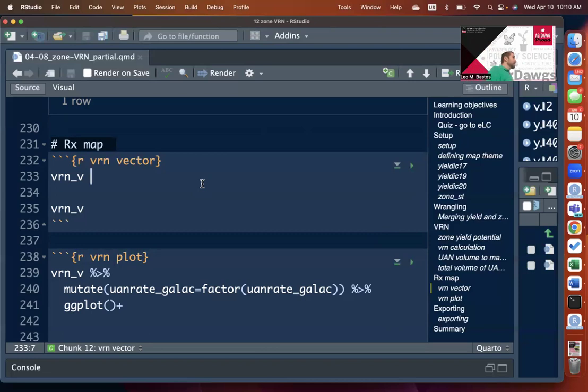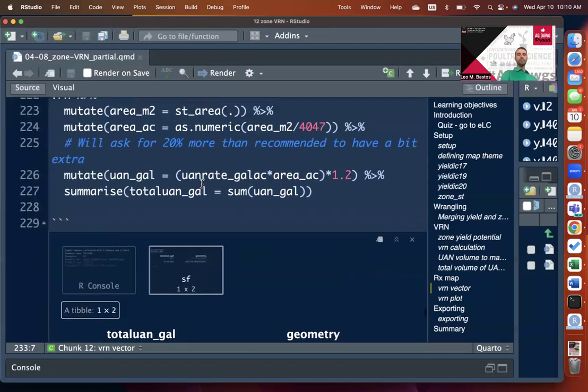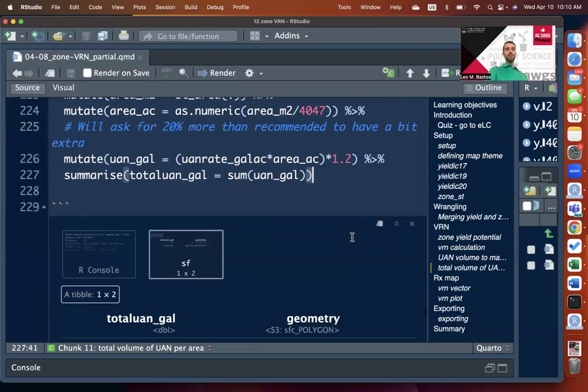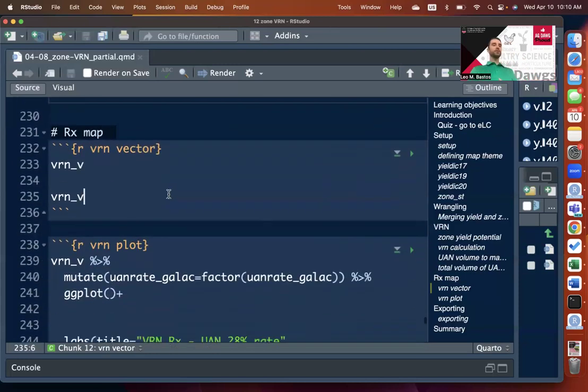Because things can happen when you're doing different steps here, and you may make a mistake without realizing, and the only way to realize is when you plot that somehow. So that's what I want to do next, is to make a plot. I want to create a map of this variable rate application recommendation that we're creating.